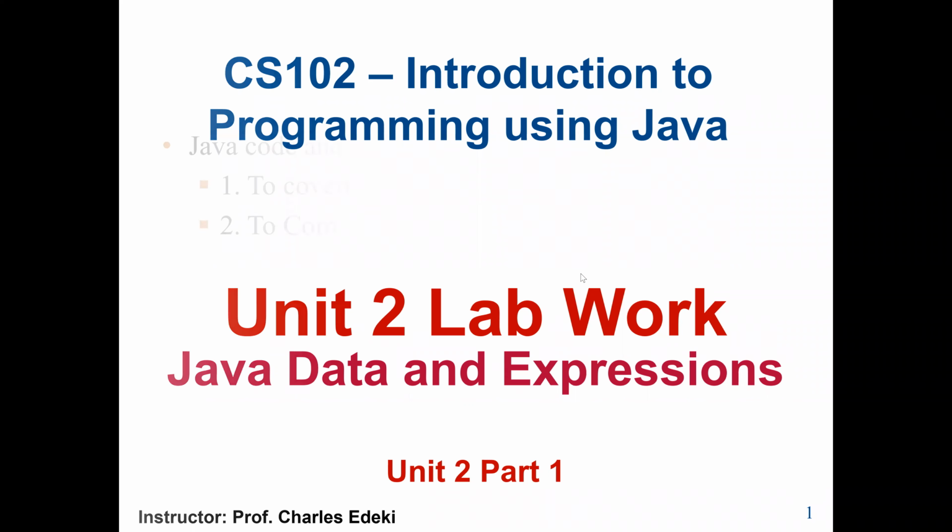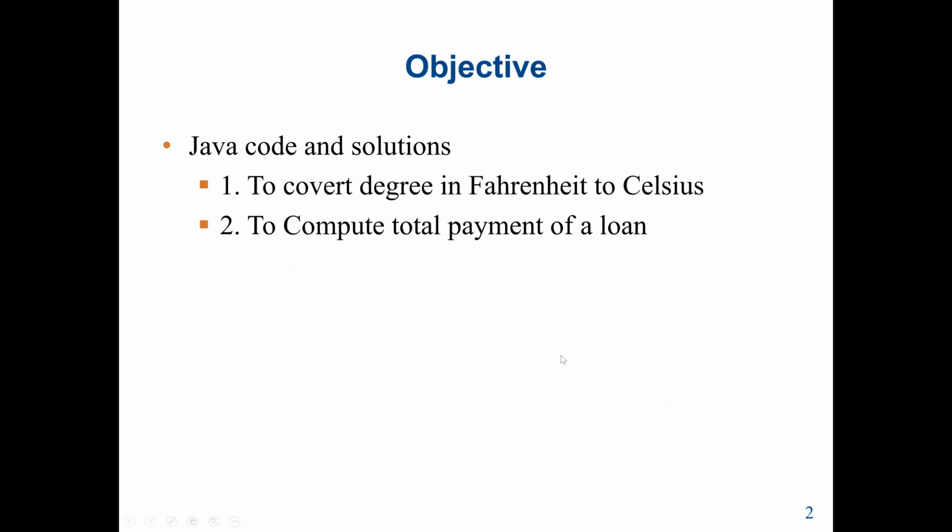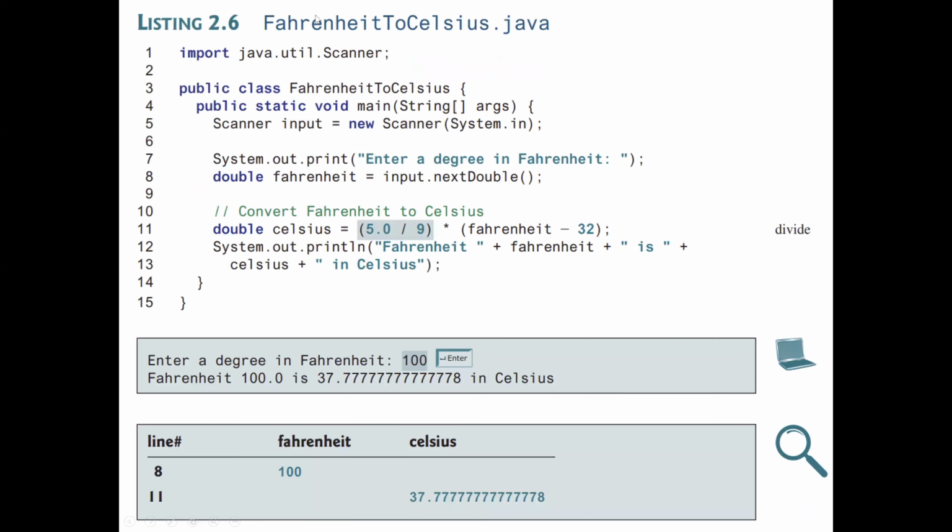In Chapter 2, we learn how to input data into our program using the Scanner class and the assignment operator. We also learn the arithmetic operations in Java and how to output, or print, a result on our screen. So our first question is to convert degrees Fahrenheit to Celsius, and our second question is how to compute the total payment of a loan. So we start with Fahrenheit to Celsius.